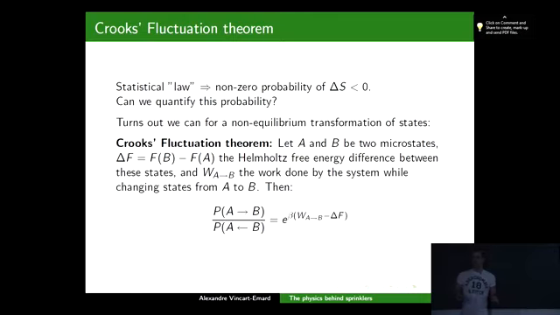So if we take A and B to be two microstates that are not at equilibrium, then Crooks fluctuation theorem states that if we look at their difference in the Helmholtz free energy and at the work that the system does while going from state A to B, then the ratio of the probability of going from A to B to the probability of going from B to A, the inverse process, is given by the exponential of the work minus the free energy. That is great because this proof is obtained purely by statistical mechanics, which assumes that the equations of motion are time reversible. Yet we obtain that entropy can decrease. It's just very unlikely because the exponential will be very, very low.